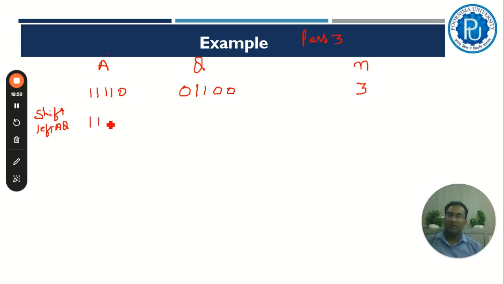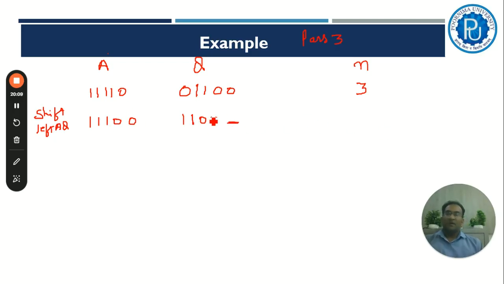So 1 1 1 1 0, the leading 1 goes out, and the 0 from Q will come into the A register. Now 1 1 0 0, and this last position will be left blank.